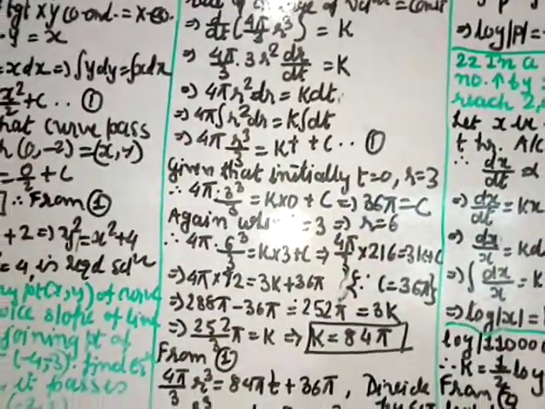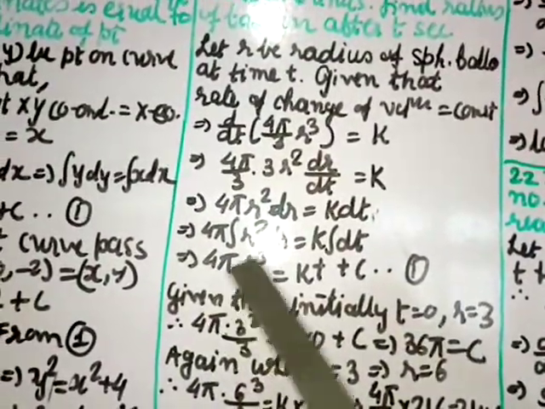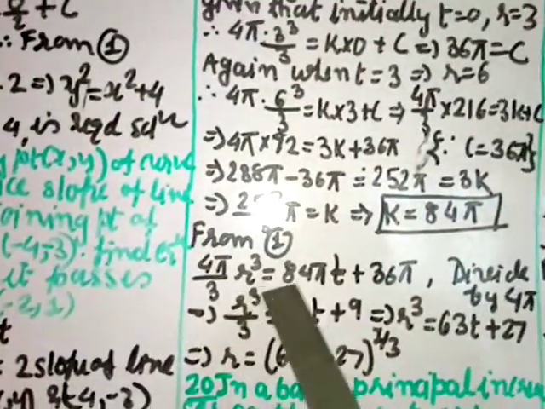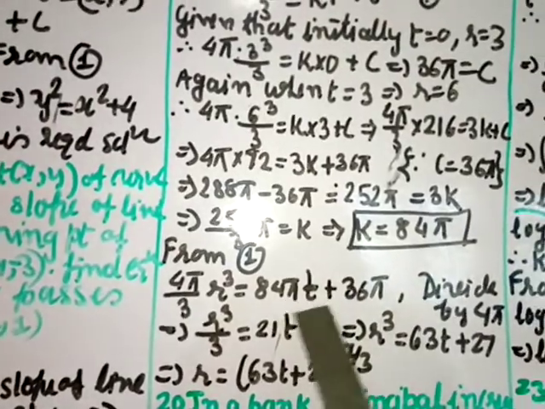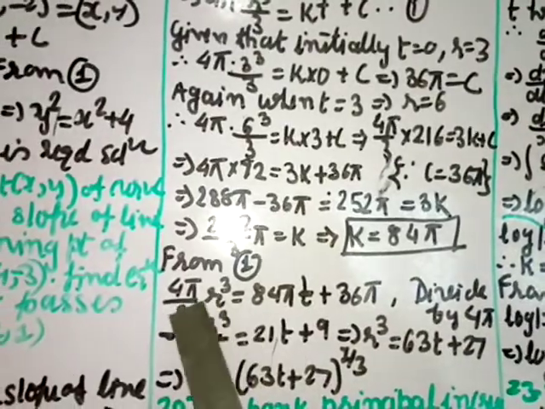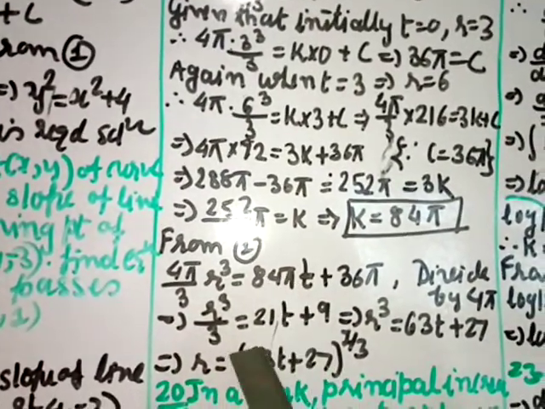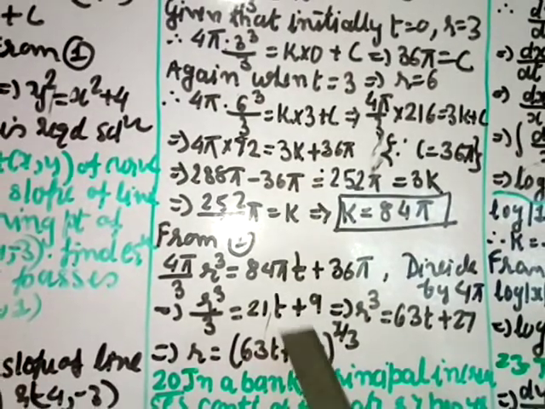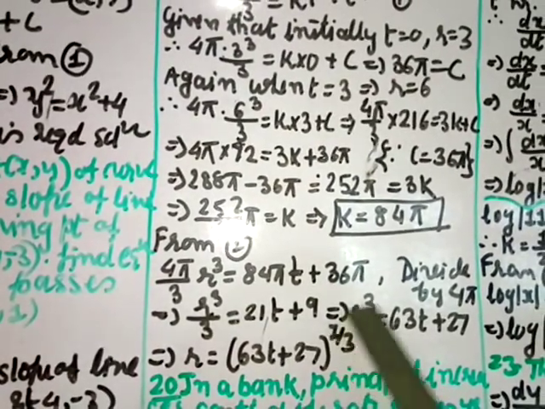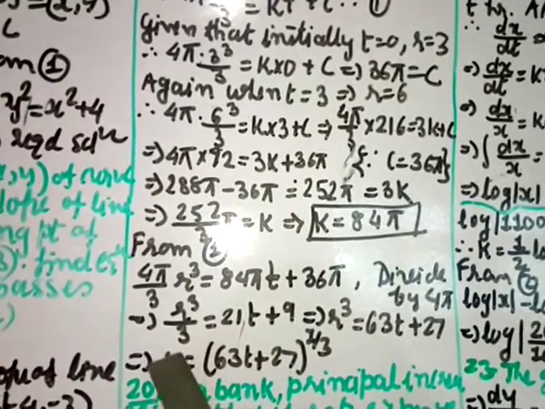Now put the value of k in 1. So from equation 1, 4 pi by 3 r cube is equal to, we will put the k value and the c value both. So 4 pi by 3 r cube is equal to 84 pi t plus 36 pi, divide by 4 pi. Here 4 pi, here 4 pi, here 4 pi. So r cube by 3 is equal to 21t plus 9. 3 transfer and multiply, so you get r cube is equal to 63t plus 27, when you multiply 21 into 3 is 63, and 9 into 3 is 27.